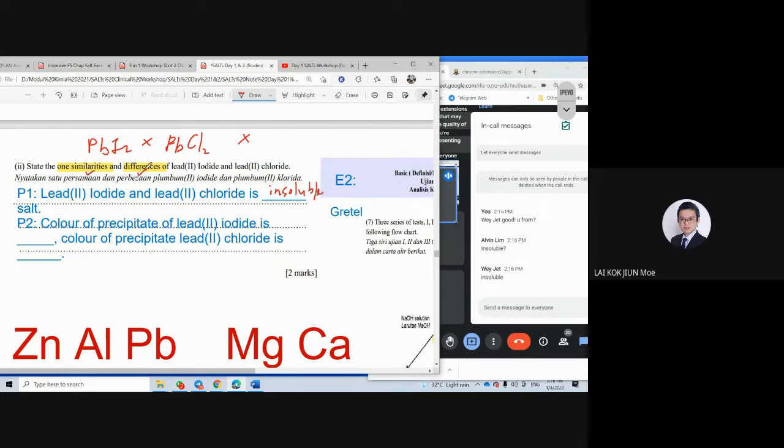Another point 2. How about the color? PbI2 is what color? So PbI2 actually is what color? Yellow color, very good. Yellow. How about the PbCl2?